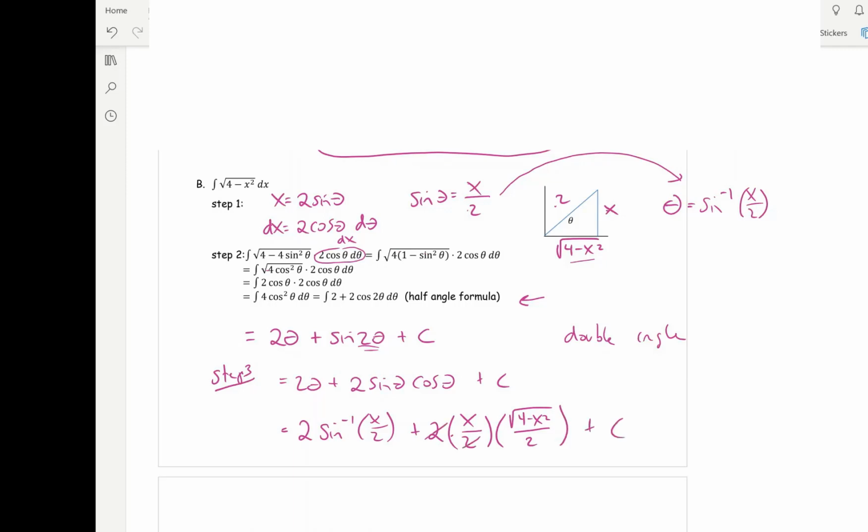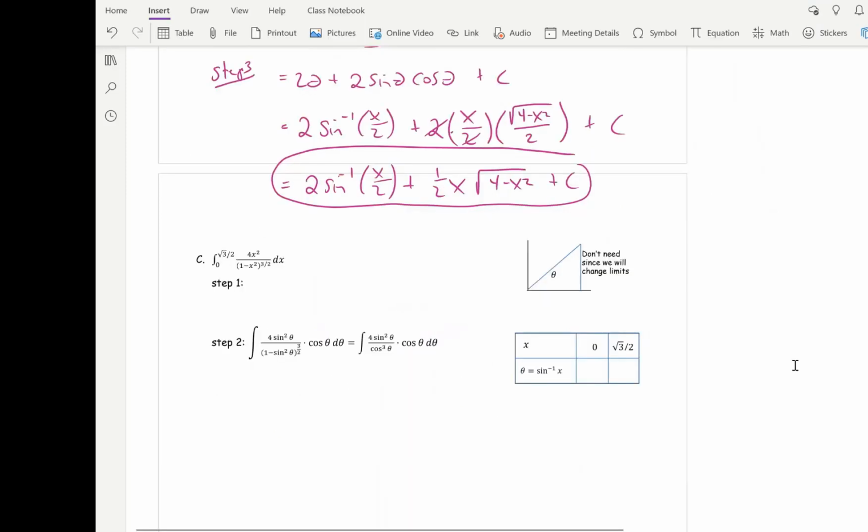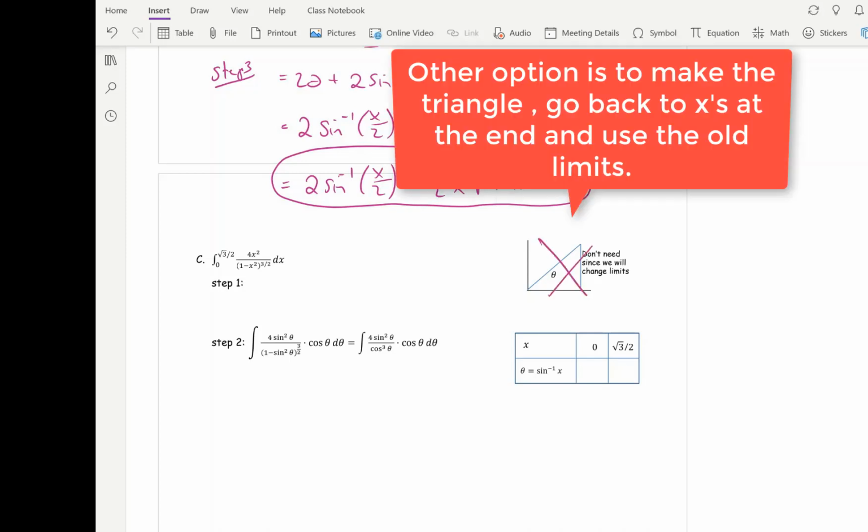So these two cancel, and I get 2 sine inverse of x over 2 plus 1/2 x times the square root of 4 minus x squared plus c. Next one is a definite integral. If you have a definite integral, you can change your limits and you don't need to go back to x's. So you actually don't need to make a triangle if you're doing a definite integral.